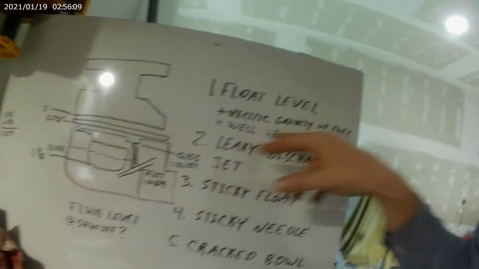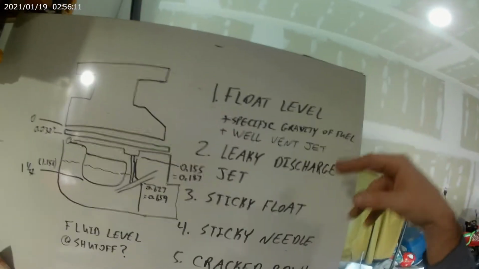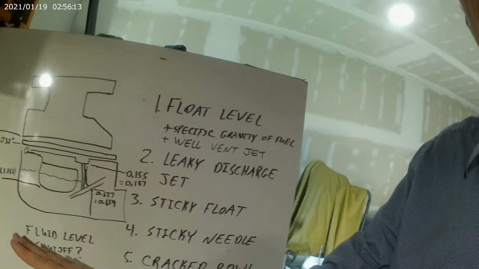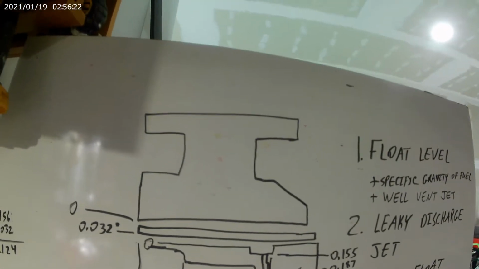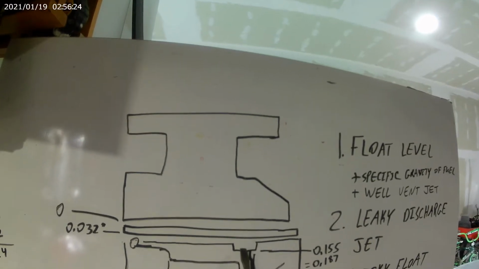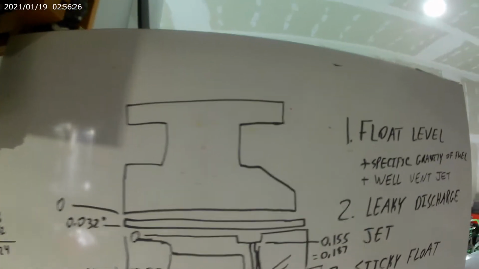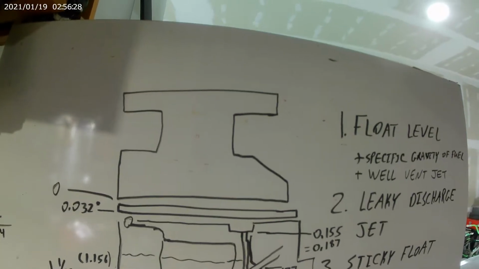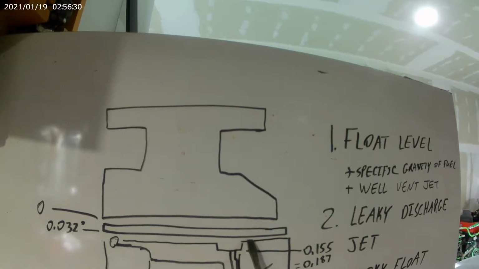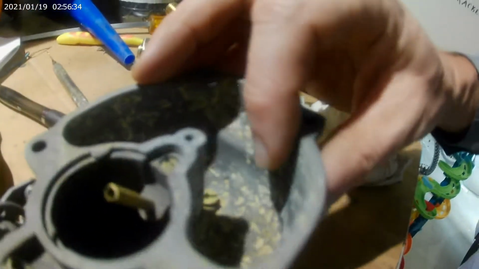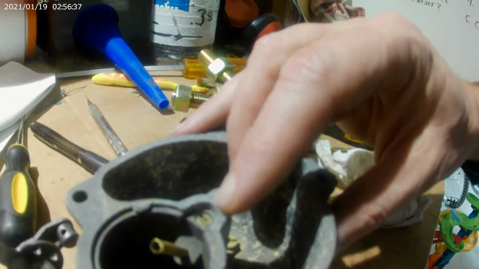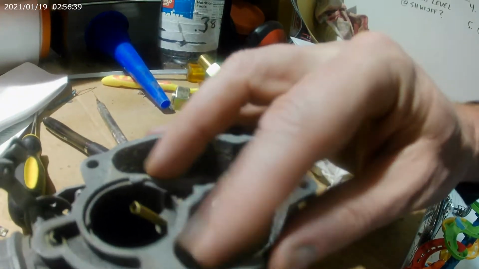It could just be the well vent. If that's true, then my floats will sit down. They won't have as much buoyancy, they won't be lifted up as much, and so I'll get a higher level of fuel. So what could happen is if my fuel level gets up above this well vent jet, then it can backflow. It'll flow from here up the well vent jet and then back down. You can see that right there. That's my well vent jet, and it is lower than, say, this mating surface.